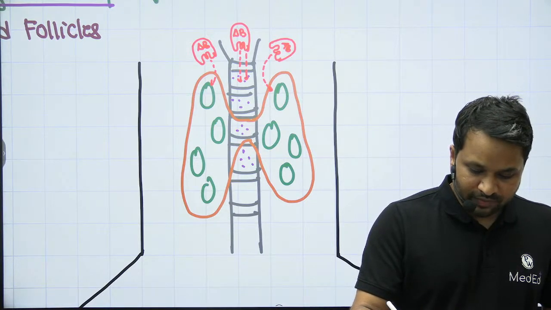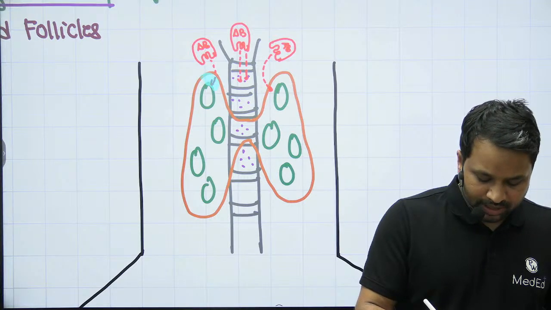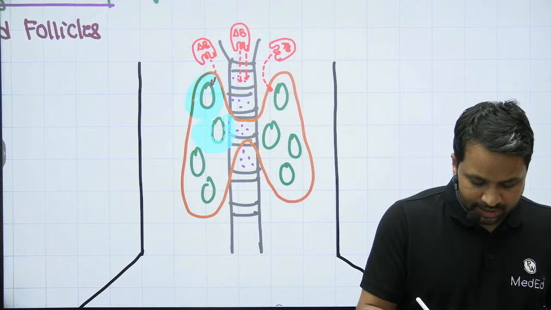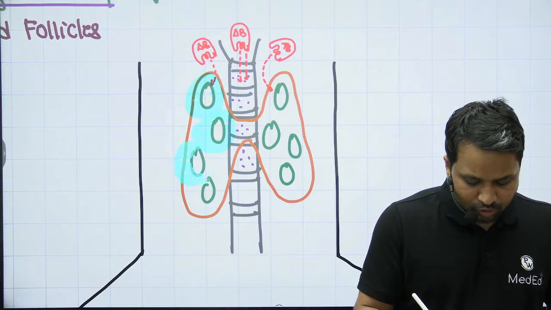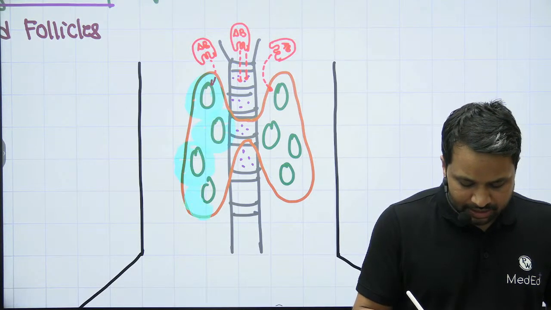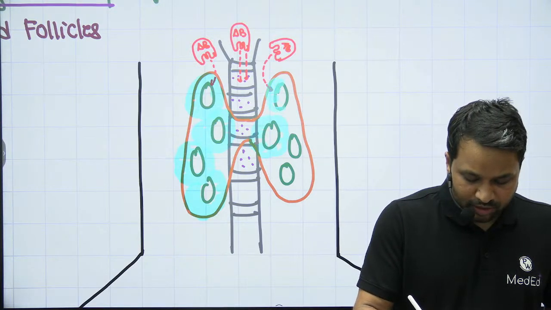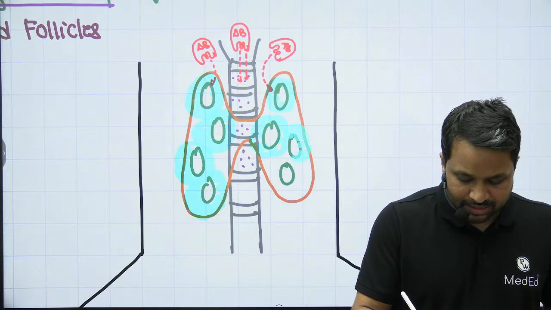Now, because of inflammation of the thyroid follicles, the follicles are going to get irritated, and at the same time, as the follicles are getting inflamed, there will be a lot of edema that occurs around the follicles. Now, as there is edema around the follicles, obviously the thyroid gland is going to enlarge.